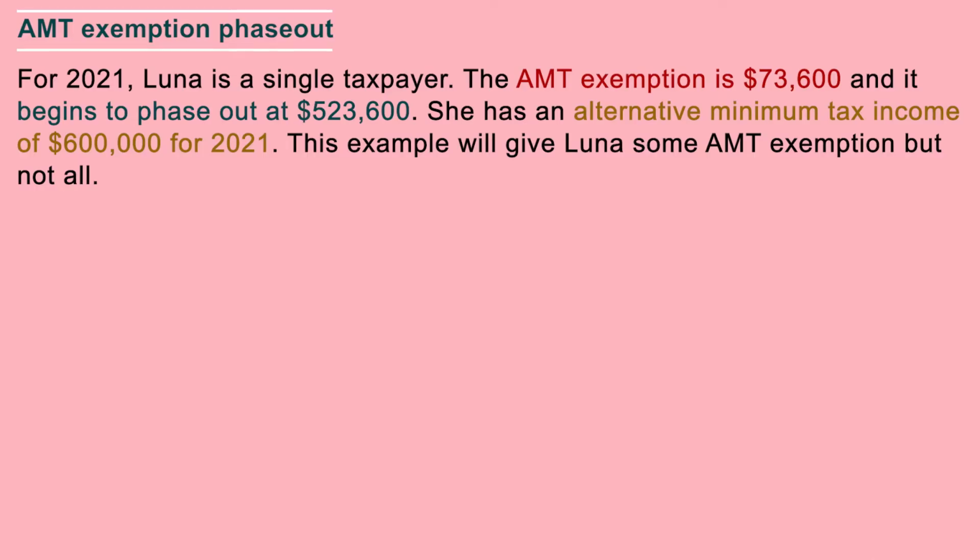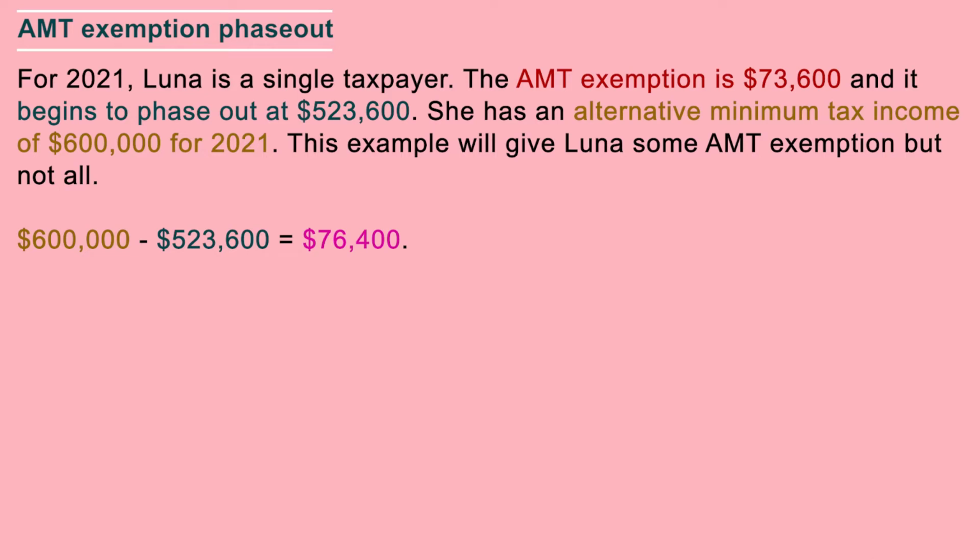25 cents disappear from your exemptions for every $1 above the phase out. I like to teach by providing an example, so let's look at a single taxpayer. For 2021, Luna is a single taxpayer. The AMT exemption is $73,600 and begins to phase out at $523,600. She has an alternative minimum tax income of $600,000 for 2021. This example will give Luna some AMT exemption, but not all.